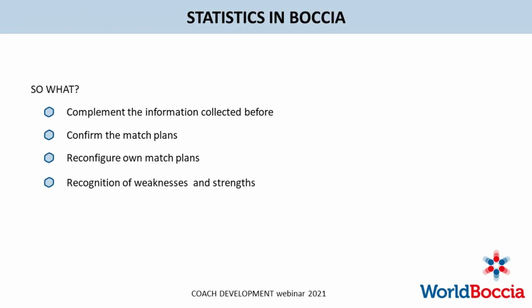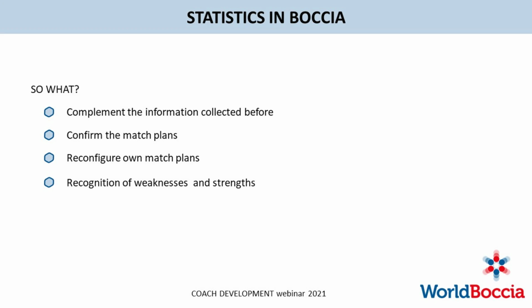So with that, we try to complement the information collected before. We can confirm or not the match plans, reconfigure the match plans, and we can easily recognize the weaknesses and the strengths of the players. Perhaps at that moment, your player will start to compete. So for sure, he will try to make the best performance possible, but it's possible that he won and you as coach don't like that performance. And it's possible that he finishes in the last position and you will be very happy with that. It happens because with the information that you have collected, you have much more information about your player and you can easily see if he performed as expected or not.